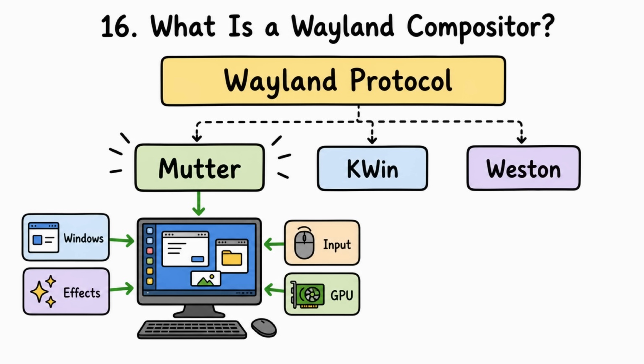One thing that trips people up is, if Wayland is a protocol, what exactly is a Wayland compositor? Think of it like this. HTTP is a protocol, and Apache or Nginx are the servers that implement it. In the same way, Wayland is the protocol, and compositors like Mutter, KWin, and Weston are the software that implement it. When you're running GNOME on Ubuntu with Wayland enabled, Mutter is your Wayland compositor. It's managing your windows, your effects, your GPU, everything.